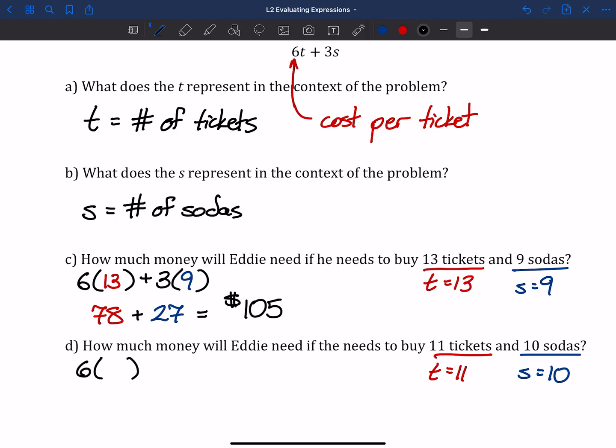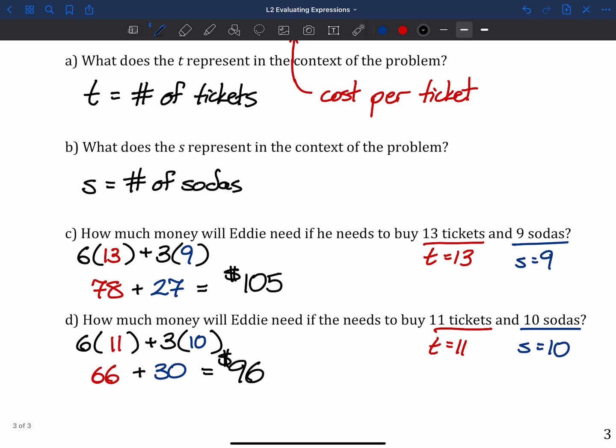We're doing 6 times the number of tickets, because that's $6 a piece. And then we're going to add on the cost for the sodas. So it's $3 for each soda times 10 sodas total. When we go ahead and do this multiplication out, 6 times 11 is 66. 3 times 10 is 30. And then all together, that's going to cost them $96. So hopefully that doesn't seem so bad.